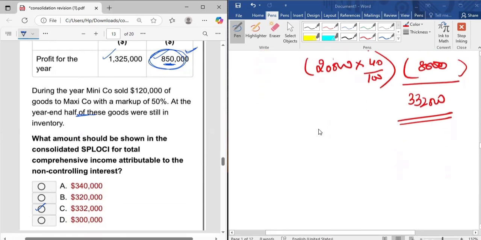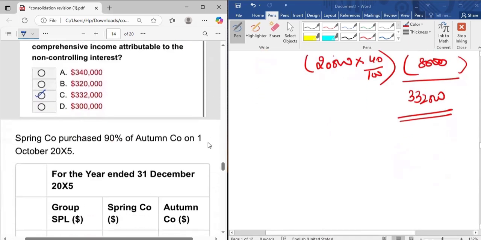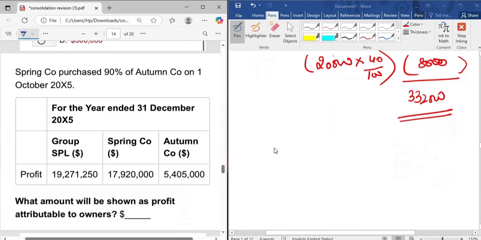Now let's move forward to the next question, which is our Spring company question. So Spring purchased 90% of Autumn.